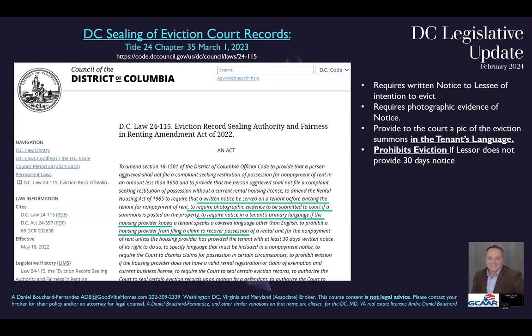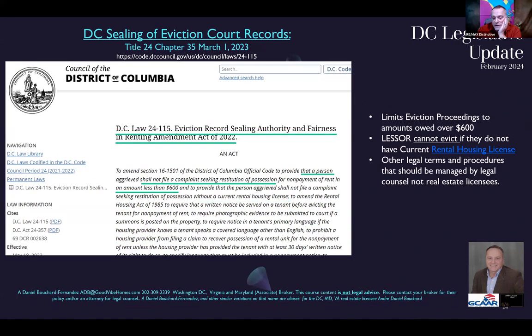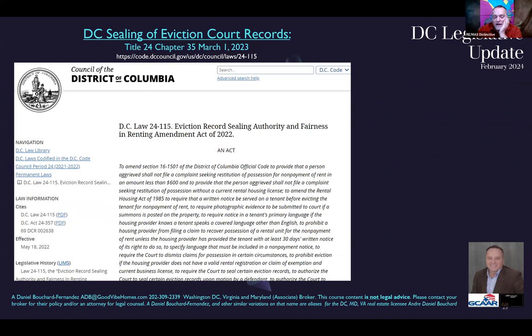No, and fine too. It's best practice that it be a process server that's actually doing it, and not the landlord, and not you. Yeah, we don't. Oh, that makes a lot more sense. Yeah, as agents, that's why in one of the previous screens we covered this last sentence: other legal terms and procedures should be managed by legal counsel, not real estate licensees. These are things that need to happen, and they need to be done by the attorneys. We as agents are not the participants to do that.